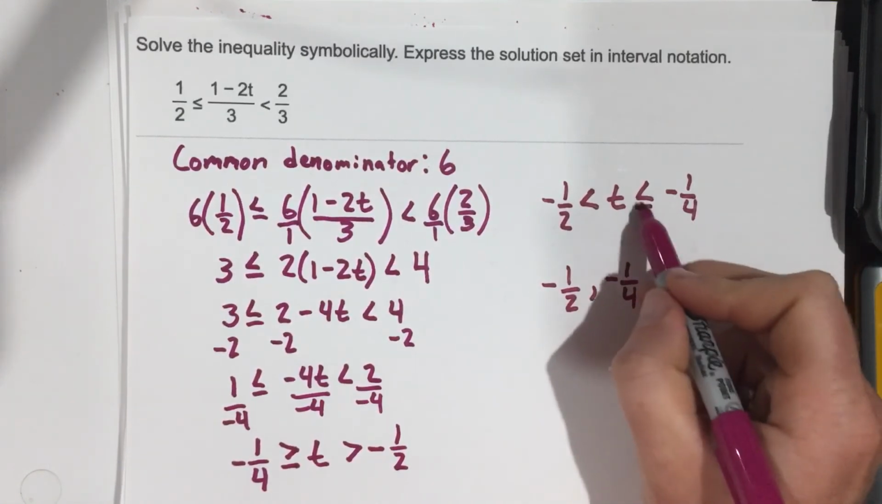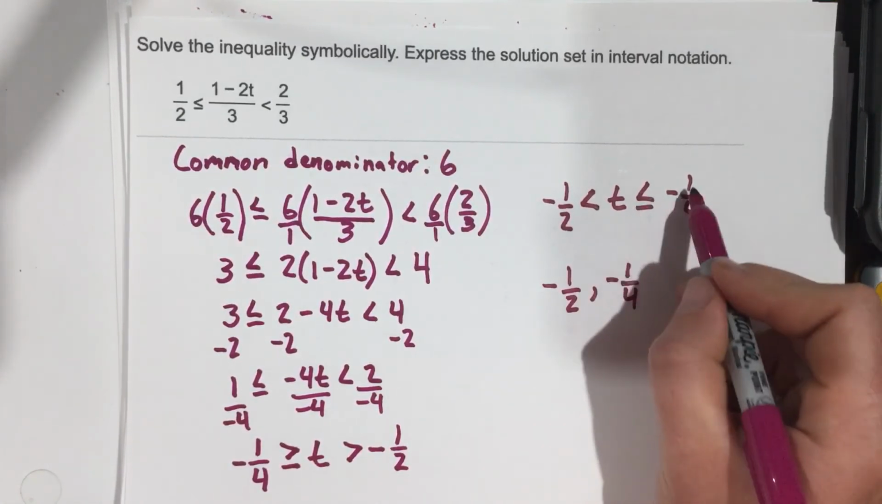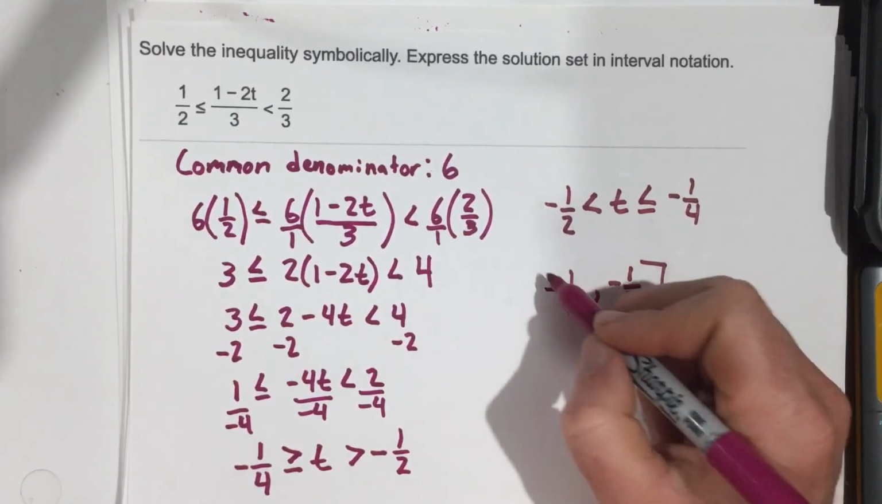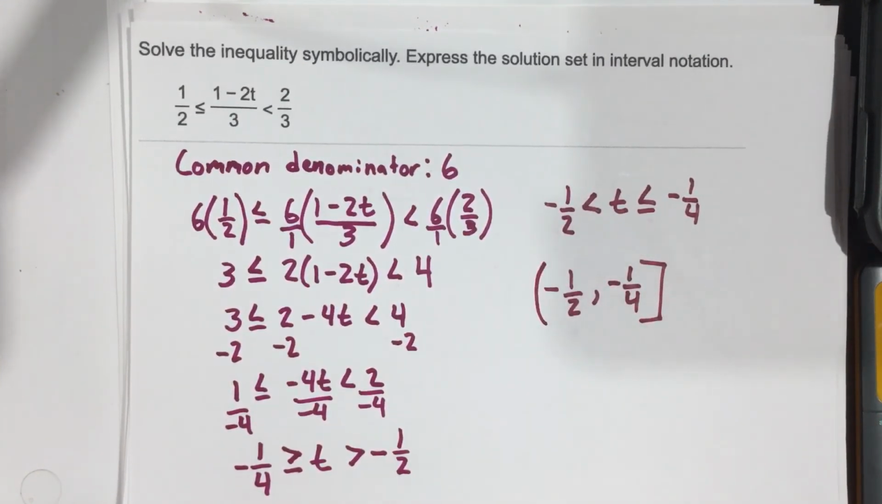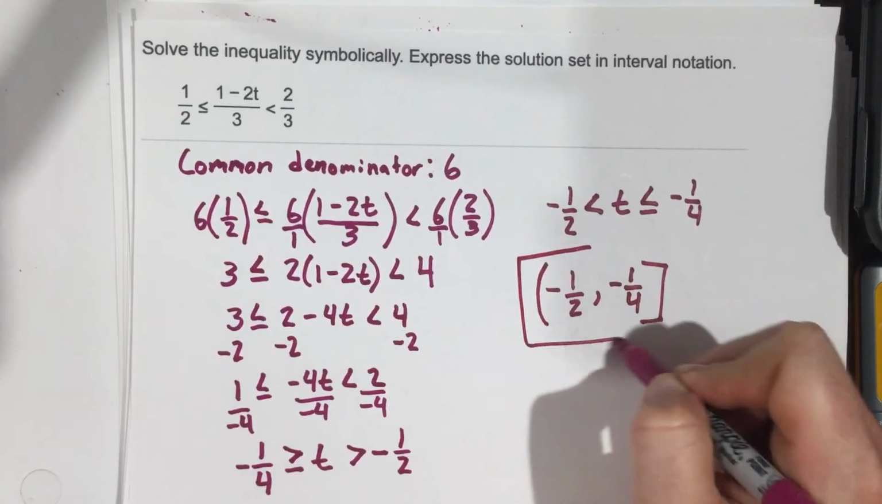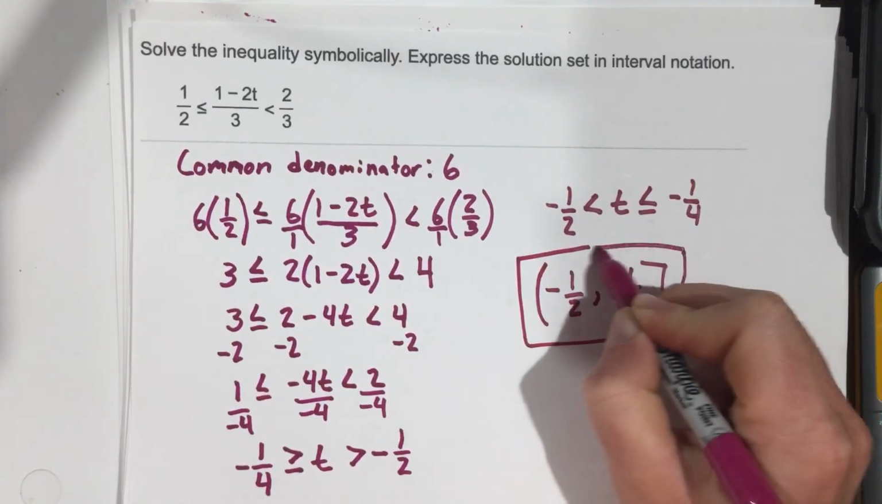But negative a fourth, we can equal that because it says less than or equal to negative a fourth. So we can actually equal that, and we're going to put a bracket there. But negative a half we cannot, so we put a parenthesis there saying it's not part of the solution set, but it's between these two numbers. And we're finished.